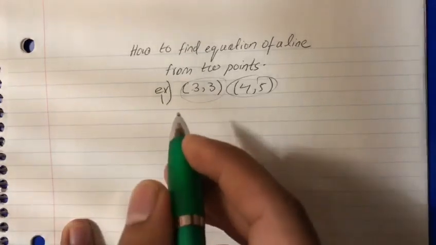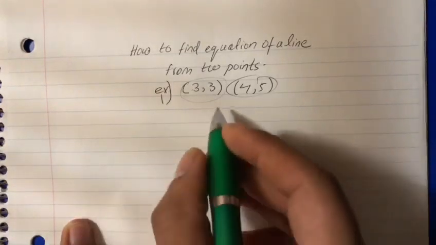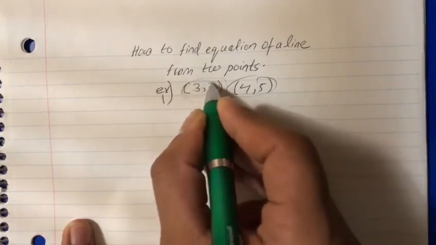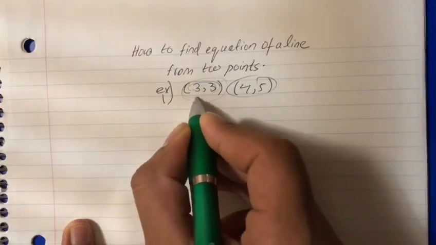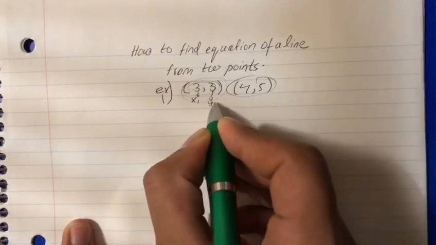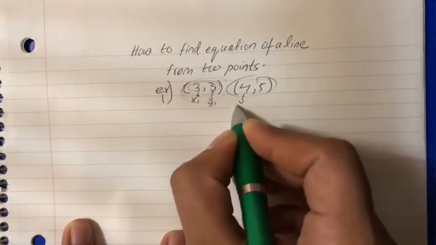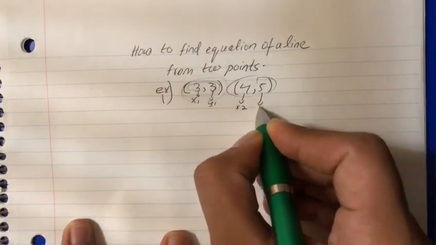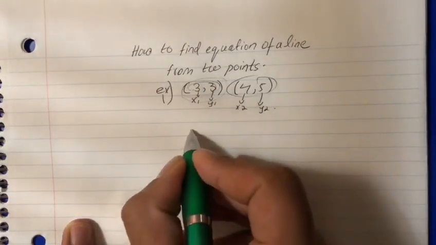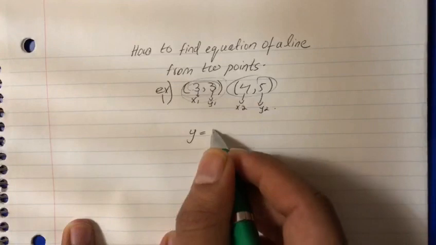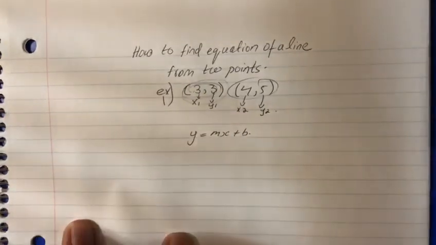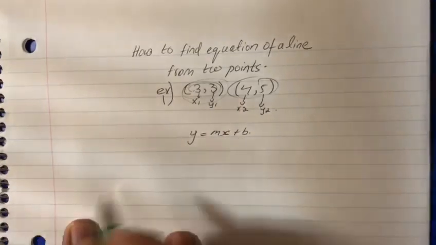The first thing that we do is always label these. I always label the first set of points as ones. So I call this x sub 1, call this y sub 1, call this x sub 2, call this y sub 2. We know that the equation of a line is y equals mx plus b.